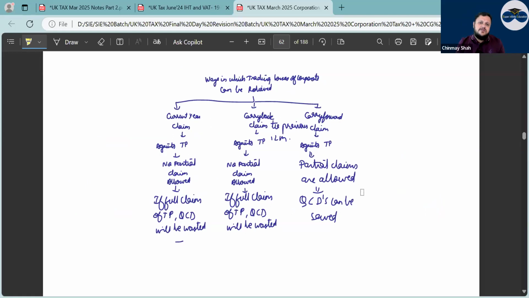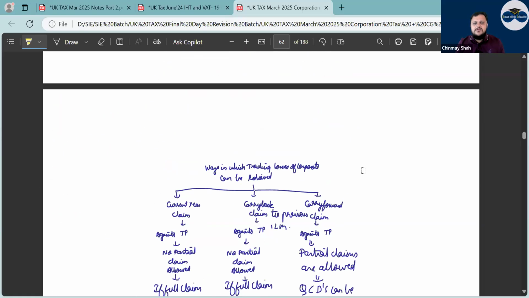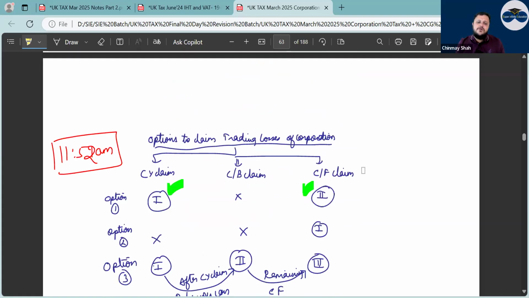Correct? Then carry back, you can carry back to the previous 12 months. Correct? And no partial claim is allowed. If there is a full claim of TP, QCD will be wasted. Obviously, in both cases, QCD will be wasted. But when you carry forward, there is a positive thing: partial claims are allowed, so you can save the QCDs. Correct? So there are 3 ways in which losses can be relieved, and 3 options.